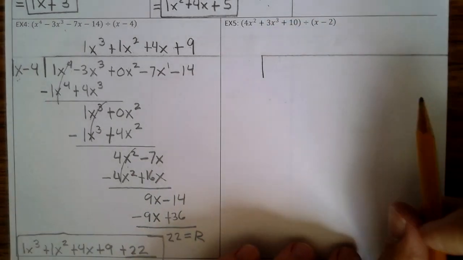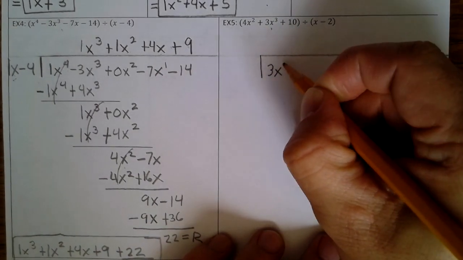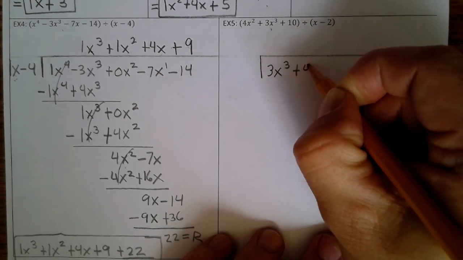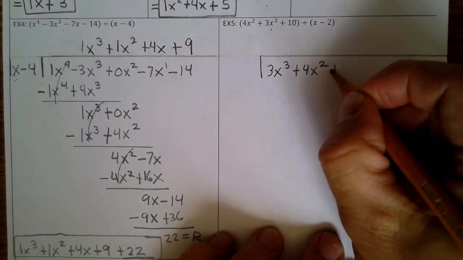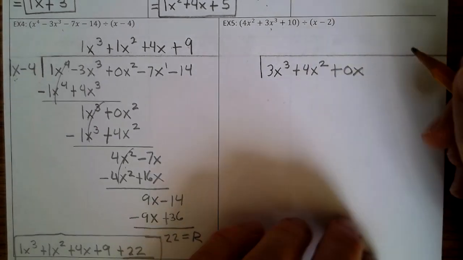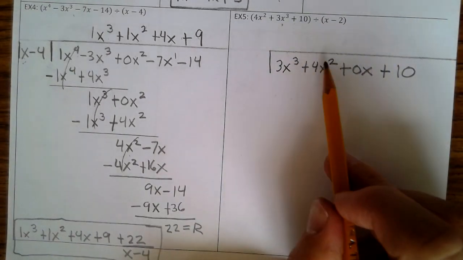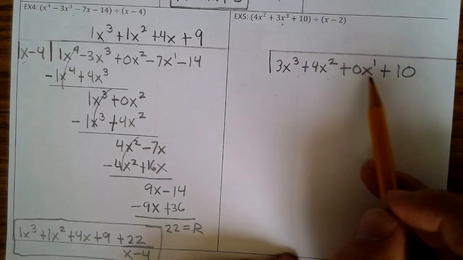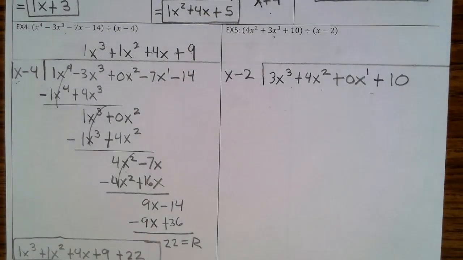So now be careful. The x cubed needs to come first. So it's 3x cubed plus 4x squared. Also, this is missing an x. So plus 0x plus 10. Remember, 3, 2, 1. You want to have every x one represented, okay? Divided by x minus 2.